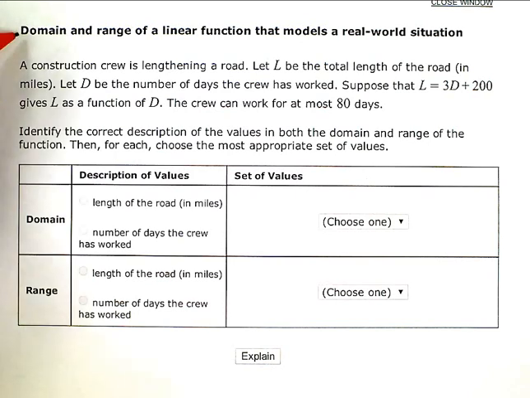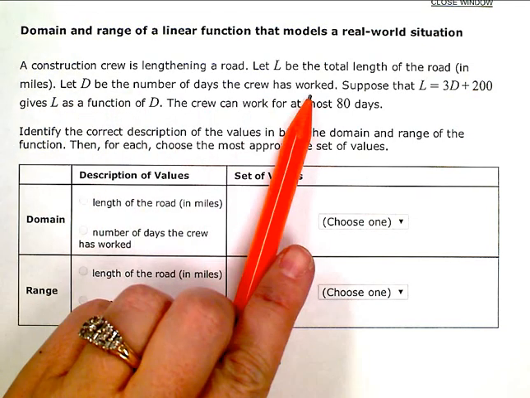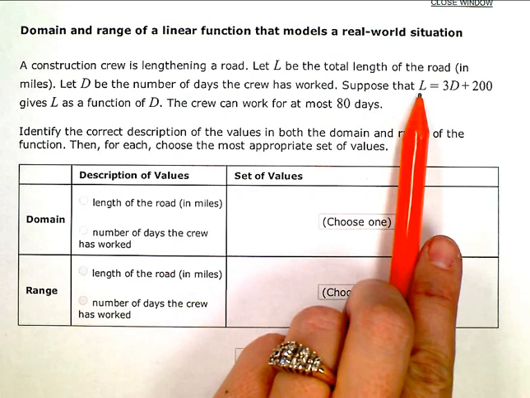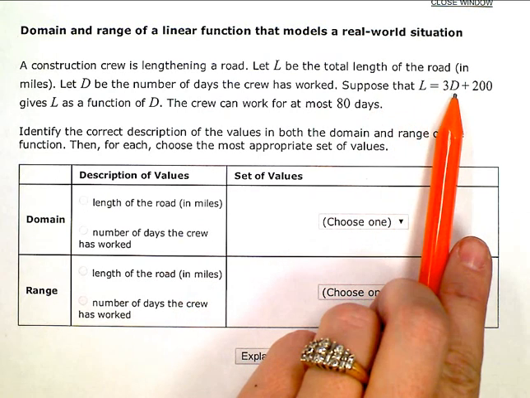Domain and range of a linear function that models a real-world situation. So here's my context. A construction crew is lengthening a road. Let L be the total length of the road in miles, and let D be the number of days the crew has worked. Suppose that L, the length, is equal to 3 times D, or the number of days they work, plus 200.